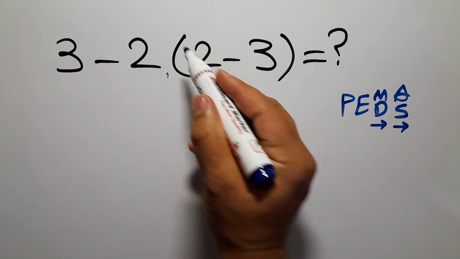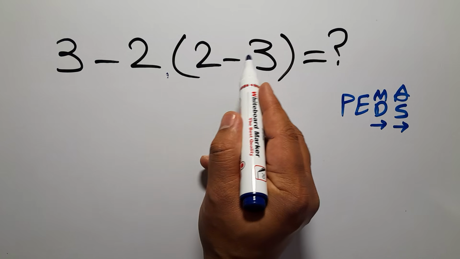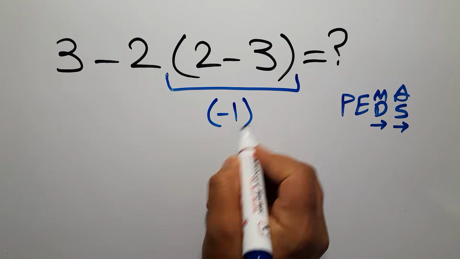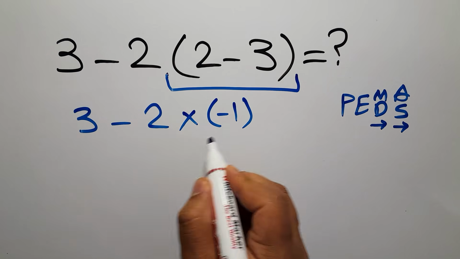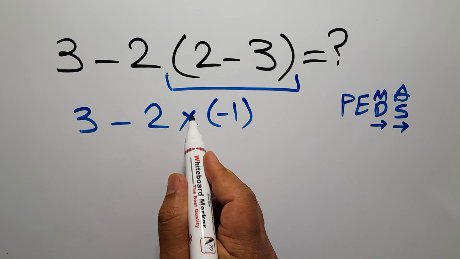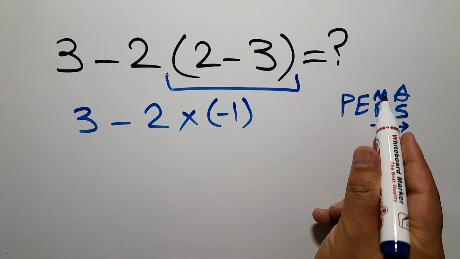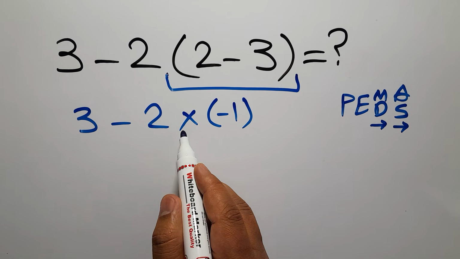So first, this parentheses. Inside this parentheses, we have 2 minus 3, which equals negative 1. So we have 3 minus 2, then times negative 1. Now, we have one subtraction and one multiplication. In PEMDAS, multiplication comes before subtraction. So now, we have to do this multiplication.